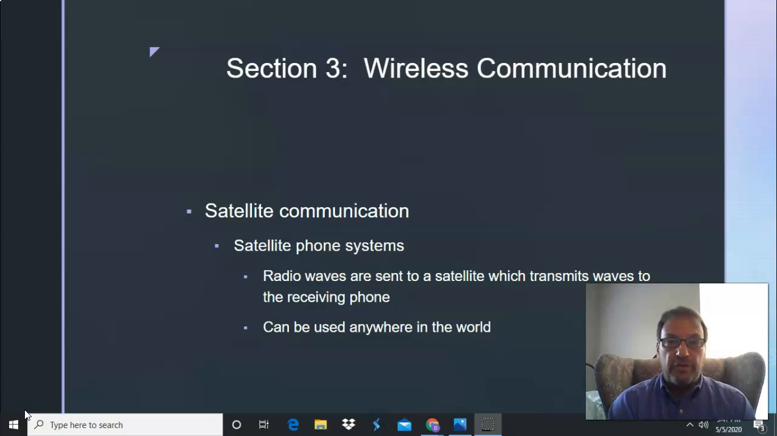And then another form of communication is satellite communications. There are actually satellite phone systems. A lot of times the military will use this because they need to make a call and be heard around the world. They could be at very extreme remote places where there are no towers where you could call a regular phone. So these radio waves are sent to a satellite, which then transmits those waves to the receiving phone, and they can be used anywhere in the world.